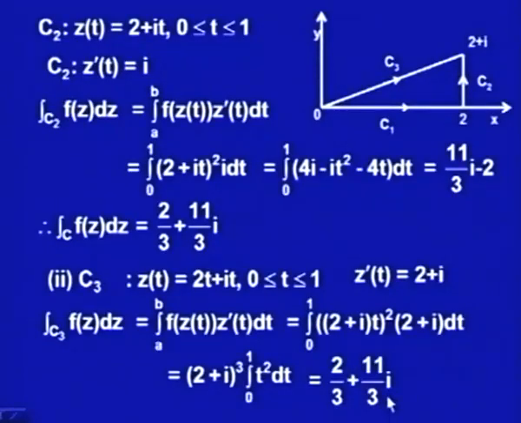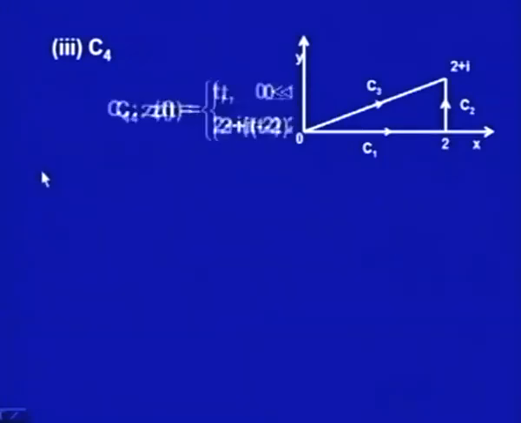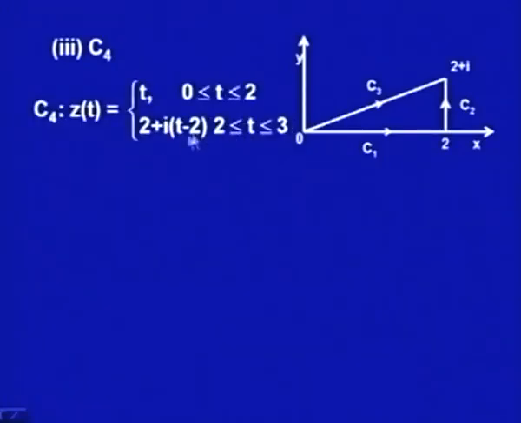So when I have gone with this path, I have got 2 by 3 plus 11 by 3 i. When I have gone directly along this path, again I have got 2 by 3 plus 11 by 3 i. Now with the same path, if I use a different parameterization, that is what we have called C4. So let us see how we can have a different parameterization once more. We want along this path a different parameterization, C4, with the same parameter t. Let us see first this parameterization.